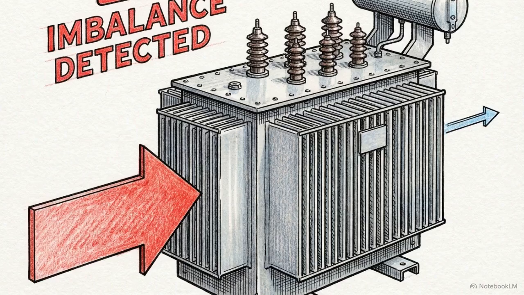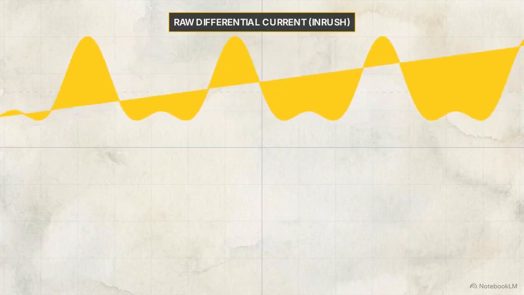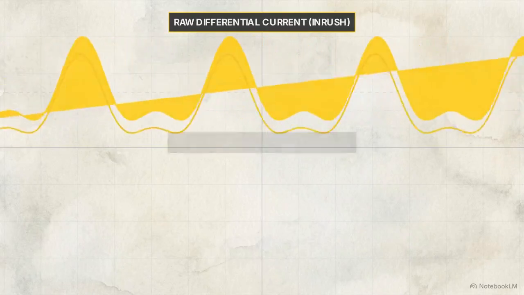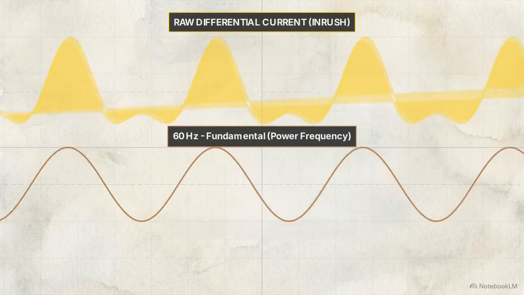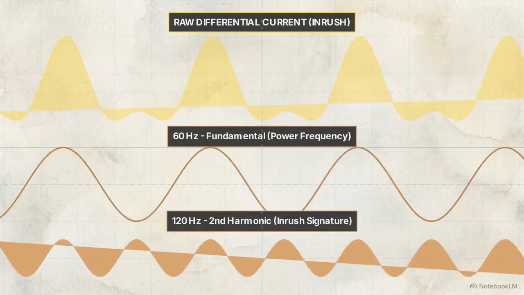Because this inrush current enters the primary winding but does not exit the secondary, the relay sees a massive current imbalance. To the raw differential equation, this is indistinguishable from a catastrophic internal fault. A genuine electrical short produces a clean 60 Hz fundamental frequency. However, the asymmetrical shape of magnetizing inrush current produces a second harmonic frequency, oscillating at 120 Hz.